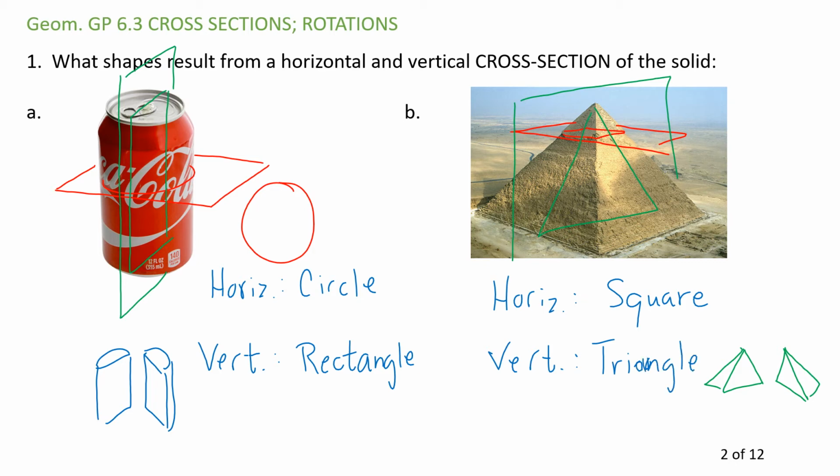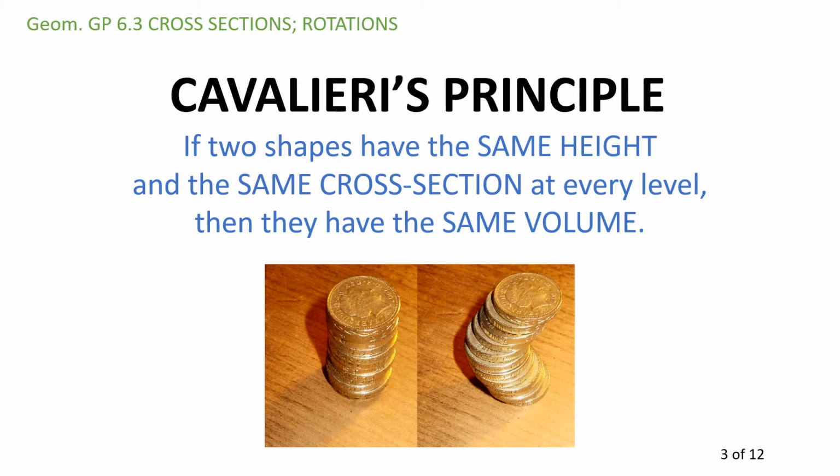Now, why is that important? Well, it's important because of something called Cavalieri's principle. Cavalieri's principle says that if two shapes have the same height and the same cross-section at every level, that means if I slice this horizontally towards the base, I'm going to get a circle. If I slice this horizontally here, I'm going to get a circle. If I slice it in the middle, I'm going to get a circle. If I slice it at the top, I'm going to get a circle. It's going to be the same for both of them.